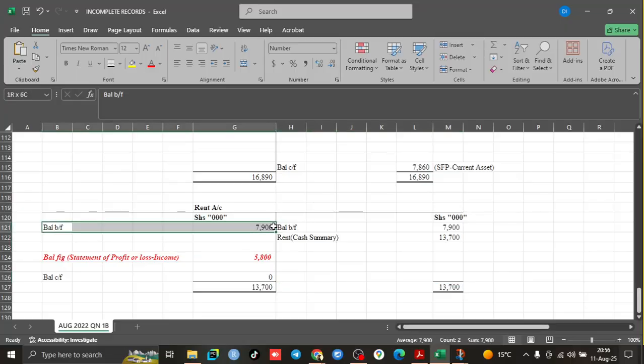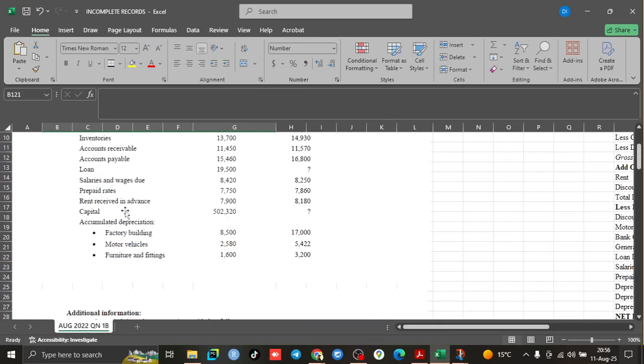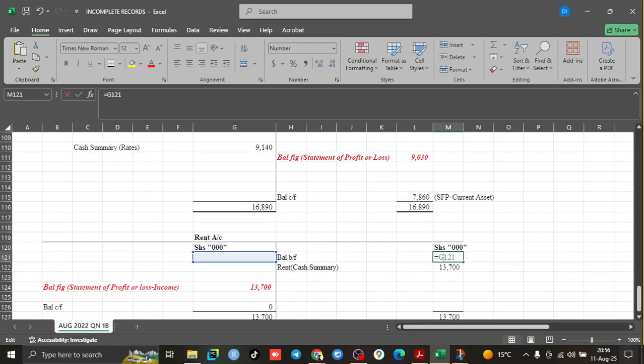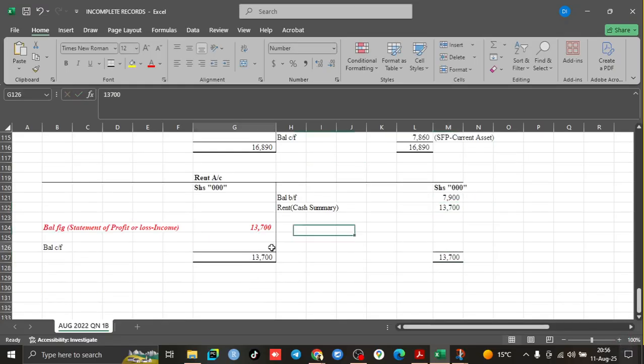So that's how it should be. Brought forward should be on the debit side, not debit, credit side. Carry forward should be on the debit side. So balance brought forward of rent received in advance is ours, it's an income account, see, an asset account, it's an income account. And any income account brought forward is on the credit. So it's 7,900 and 8,180.